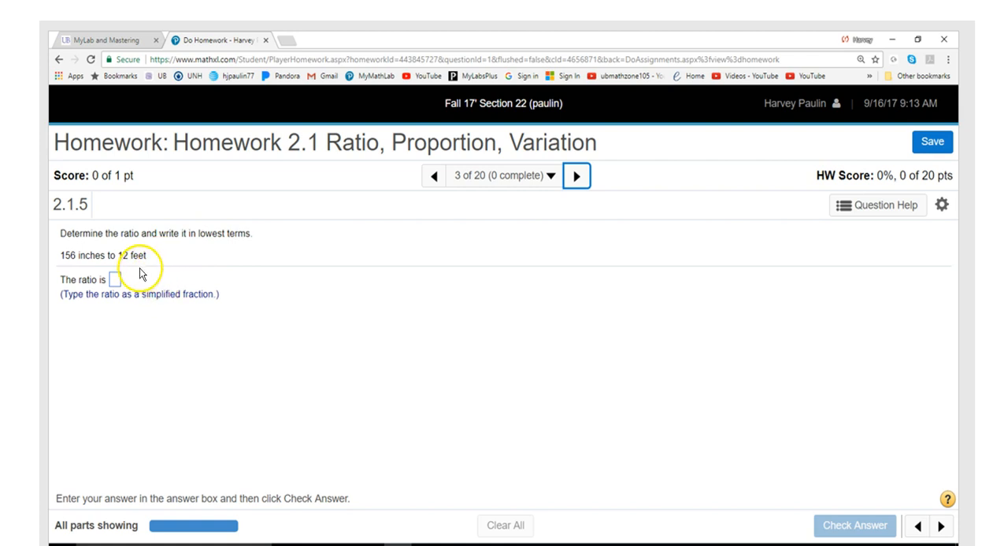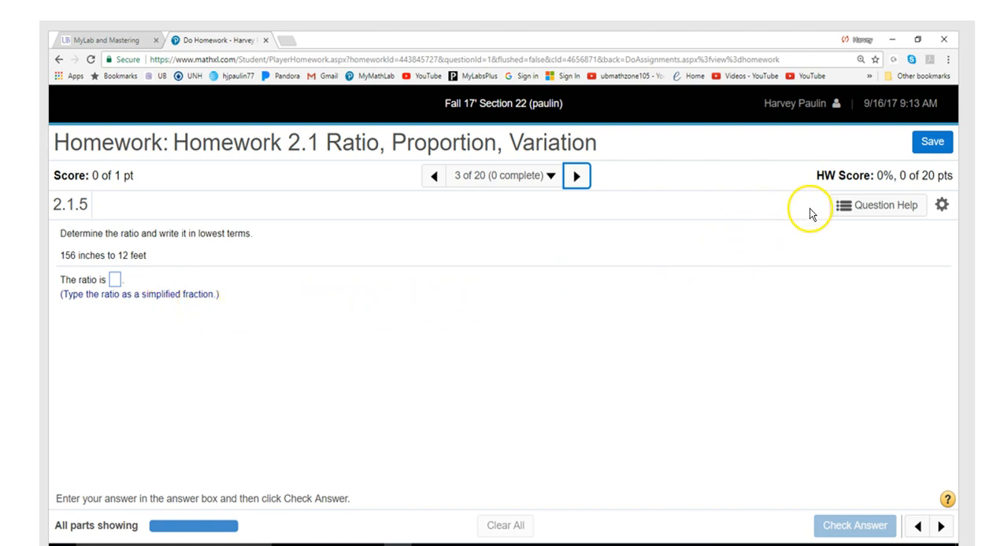Now this one, you may realize that here we have inches and feet. In order to make a proper comparison, they have to be in the same units. So you would have to multiply the feet by 12 to convert it to inches. And 12 times 12 is 144. So your ratio would be 156 over 144, and you reduce it to lowest terms.